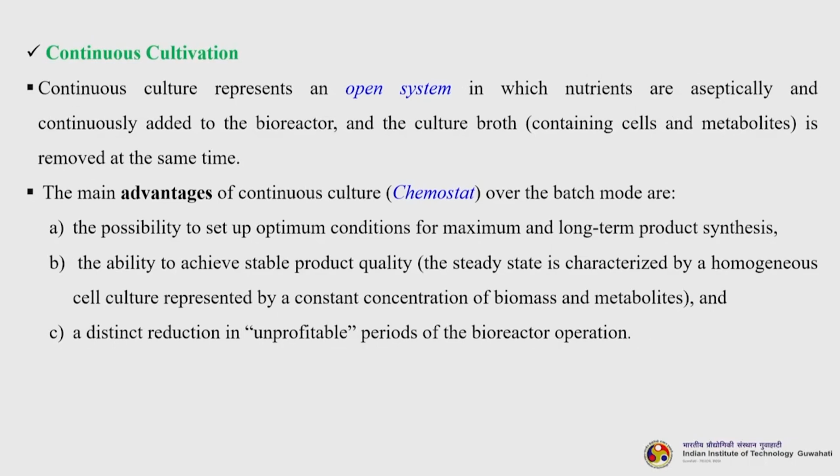Continuous cultivation. Now, continuous culture represents an open system in which nutrients are aseptically and continuously added to the bioreactor, and the culture broth that contains cells and metabolites is removed at the same time. Now, the main advantages of continuous culture, which is known as the chemostat, over the batch mode are the possibility to set up optimum conditions for maximum and long term product synthesis, the ability to achieve stable product quality, that is, the steady state is characterized by a homogeneous cell culture represented by a constant concentration of biomass and metabolites, and a distinct reduction in unprofitable periods of the bioreactor operation.